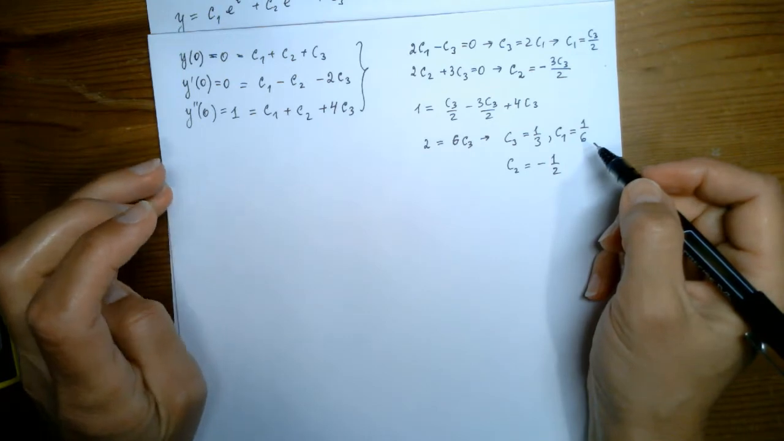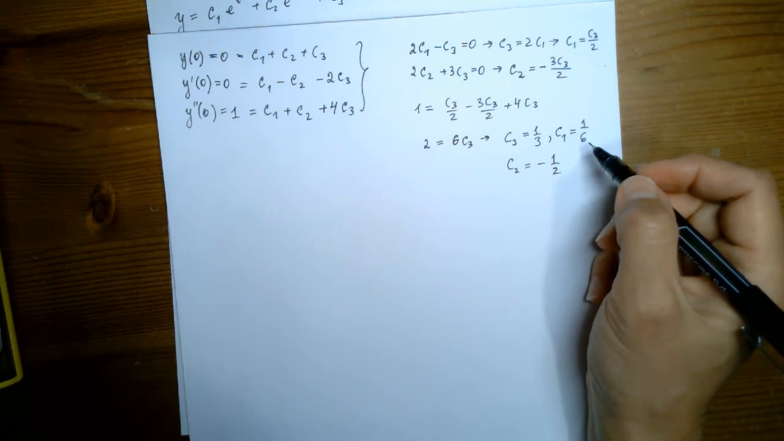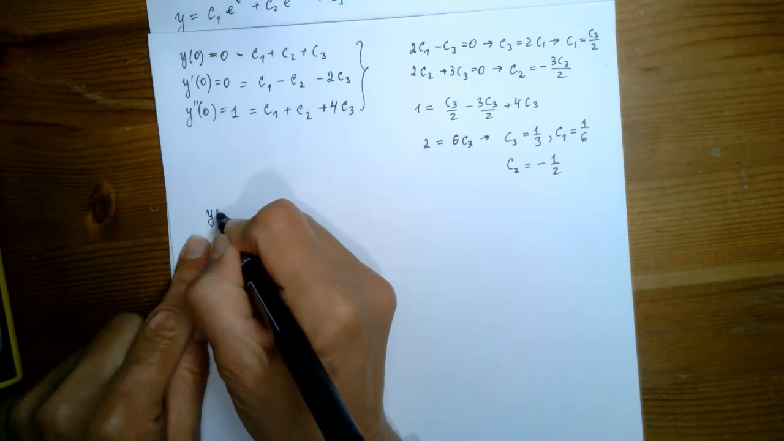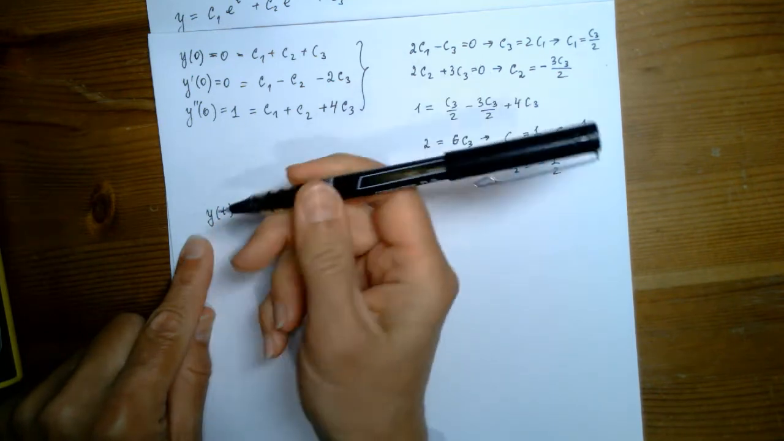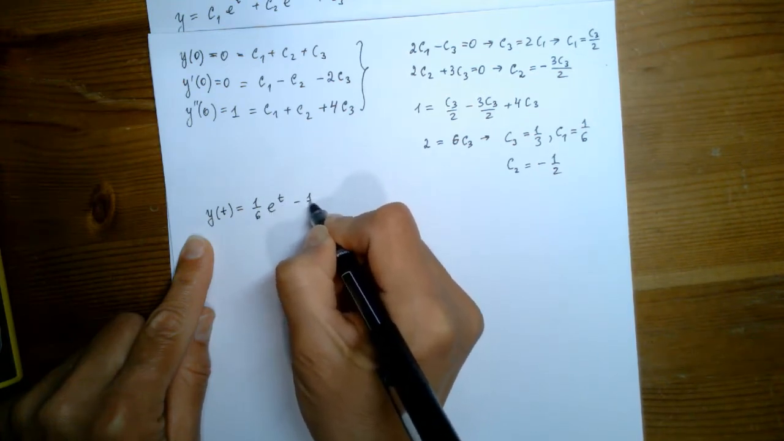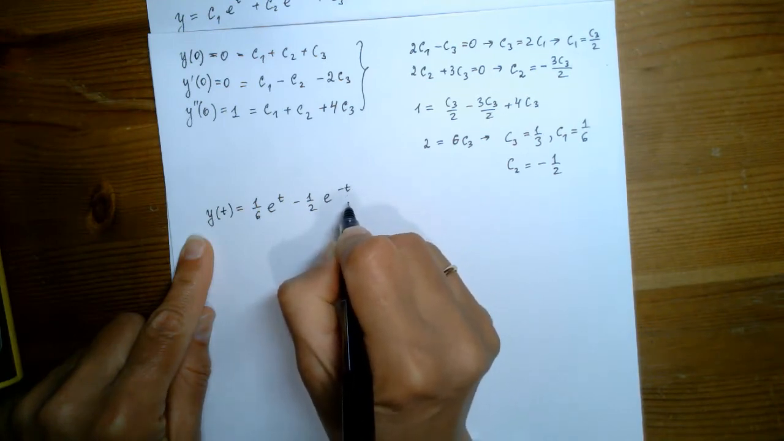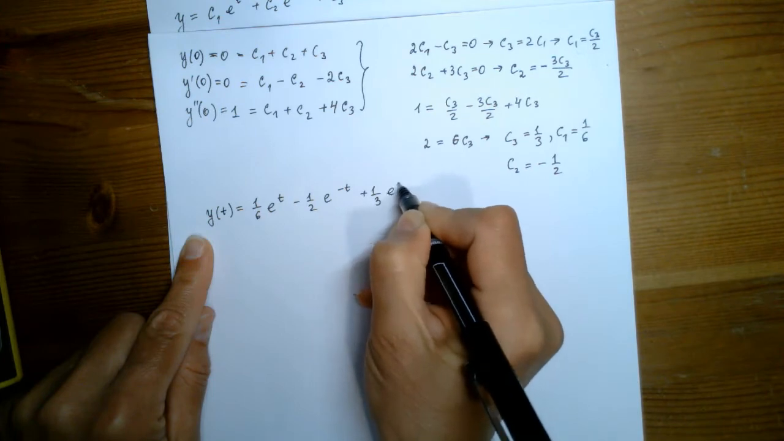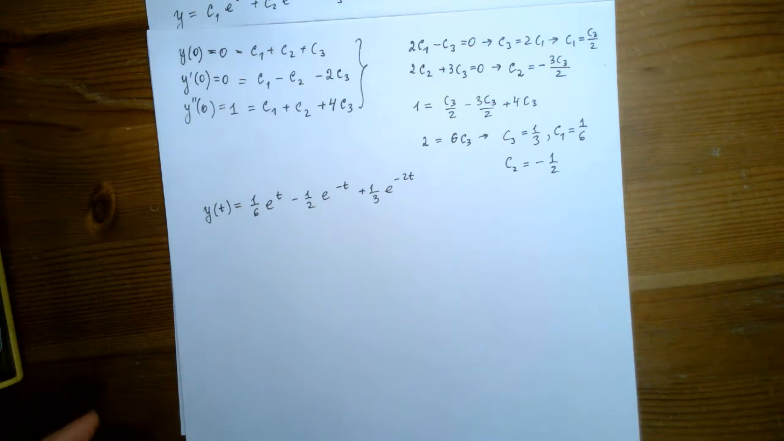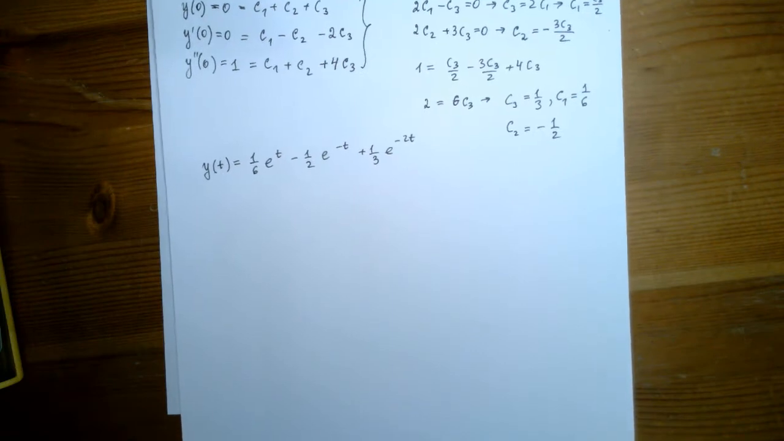Okay, so I think I calculated everything. I just need to write down the final solution. So y of t equals 1 over 6 e to the power of t, my C1 being 1 over 6, minus 1 over 2 e to the power of negative t, since C2 is negative 1 half, and C3 is 1 over 3 times e to the power of negative 2t. Well, I'm not sure that this solution is correct. I'm going to double check it, but it looks good to me. If you see any mistakes, let me know and I'll fix them.